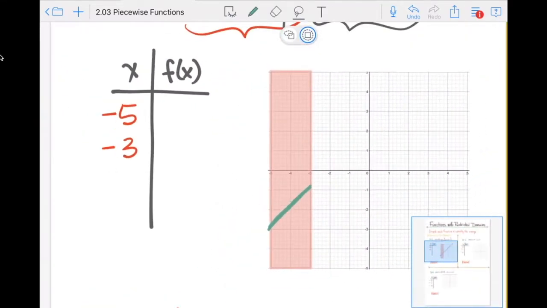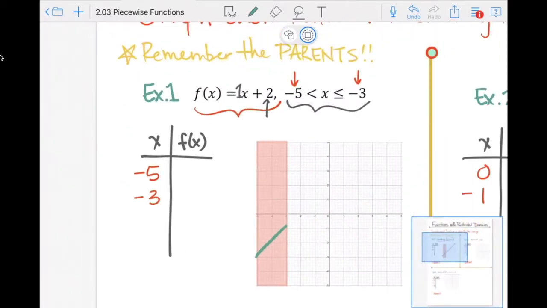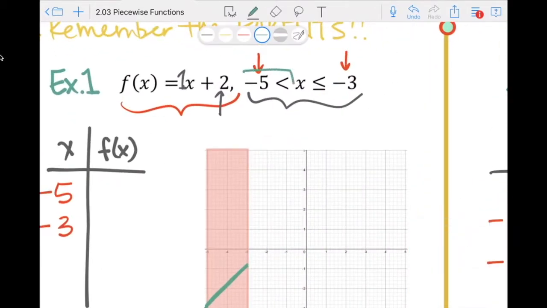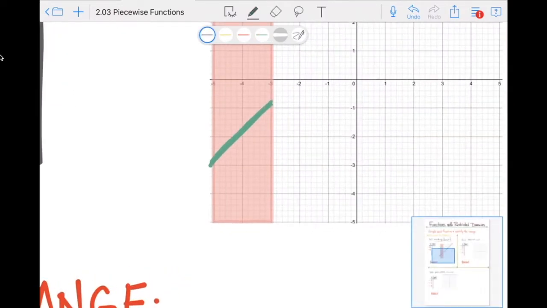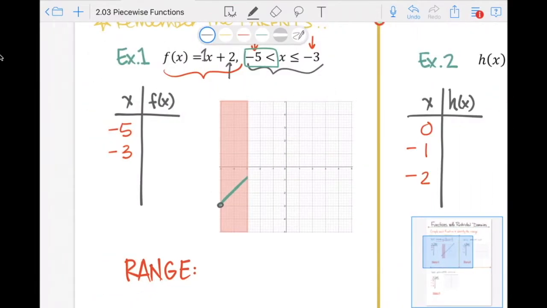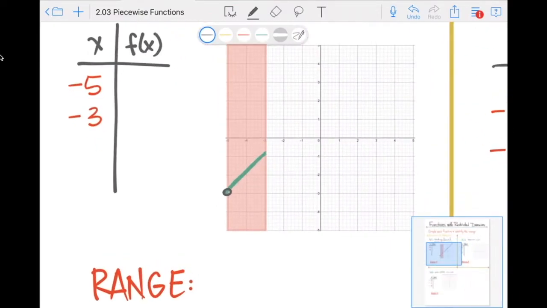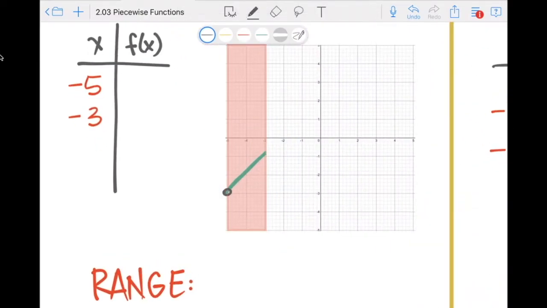The next thing you need to look at are the endpoints. If you recognize our inequality, -5 is not included. So remember from your experience graphing inequalities, to show that a number is not included, we're going to use an open circle or an open dot. -3, however, is included. So we can go here to -3 and have a closed dot.